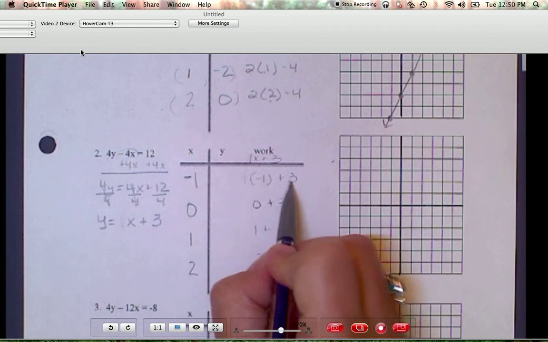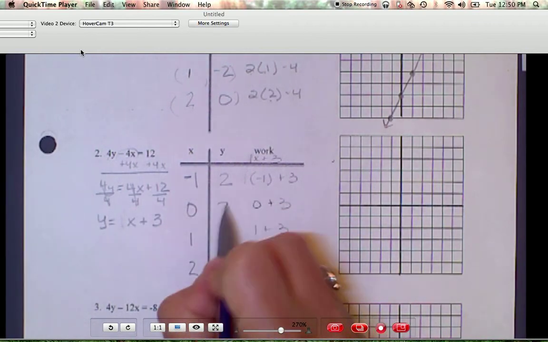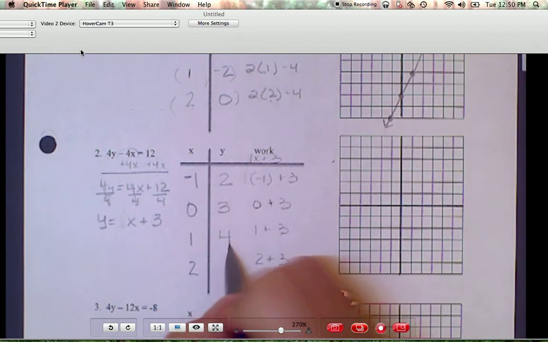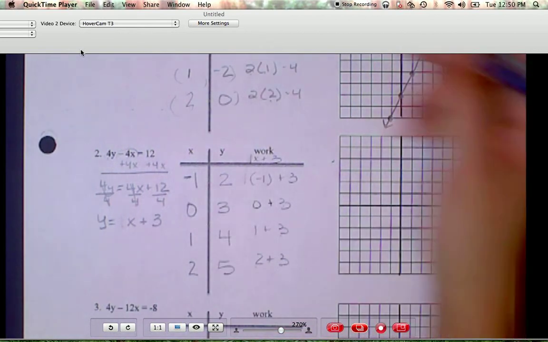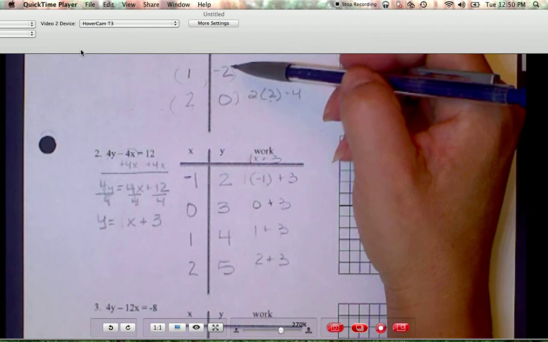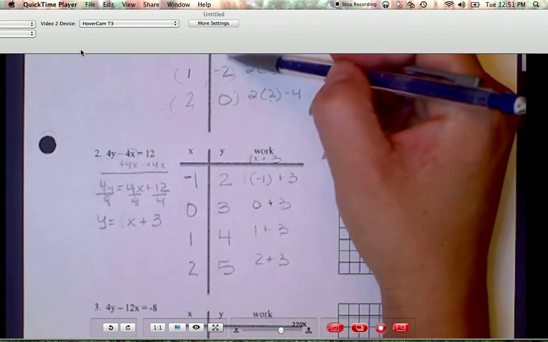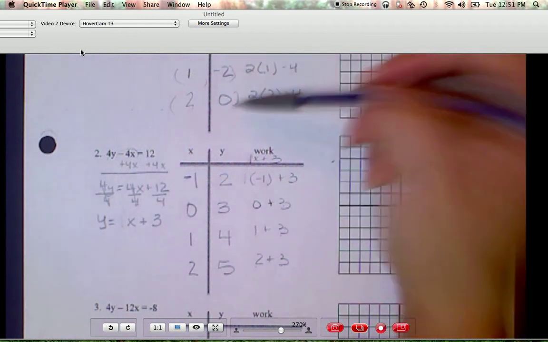So negative 1 plus 3 would be 2. 0 plus 3 is 3. 1 plus 3 is 4. 2 plus 3 is 5. Now you should see a pattern before you even graph it. Negative 6, negative 4, negative 2, 0. We're going down by 2. Or really, up by 2 because they're negative.